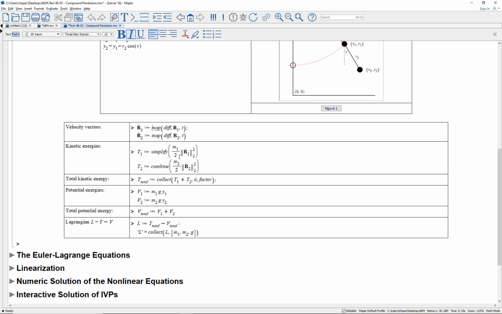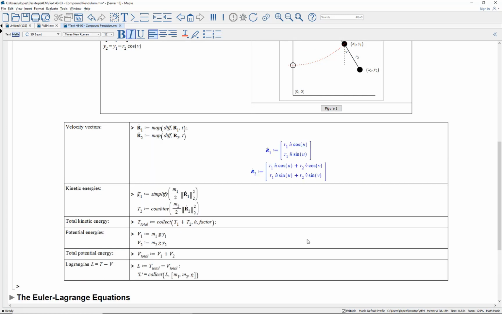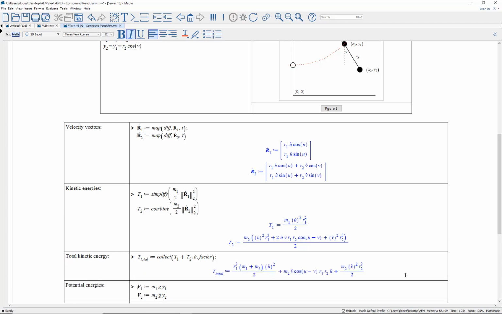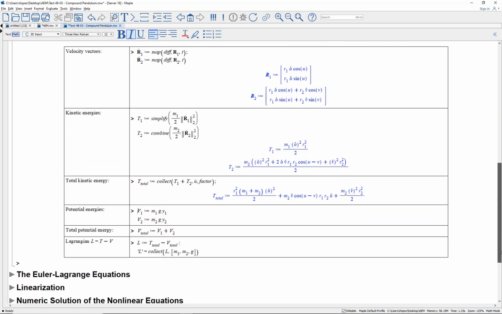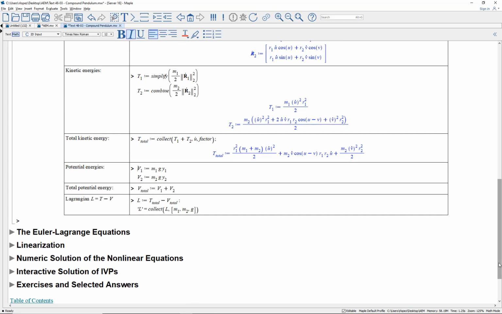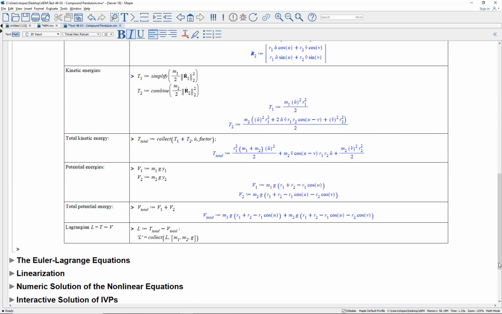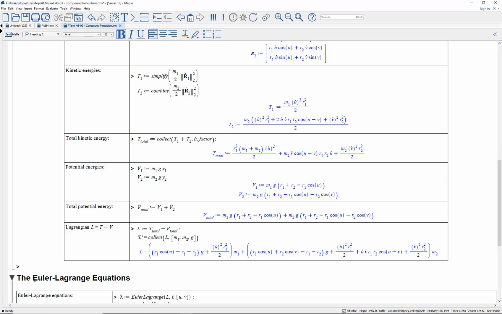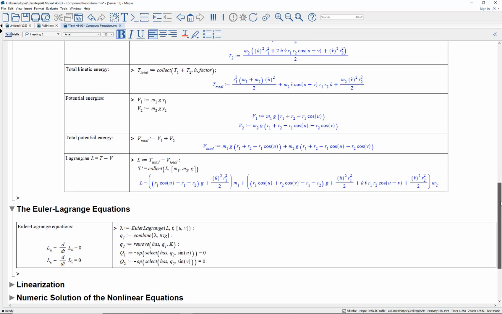Having position vectors, we can get velocities. Then we can get kinetic energies, 1/2 mv squared. You get a total kinetic energy, potential energies, and a total potential energy, and a Lagrangian. Then the Euler-Lagrange equations for this system.